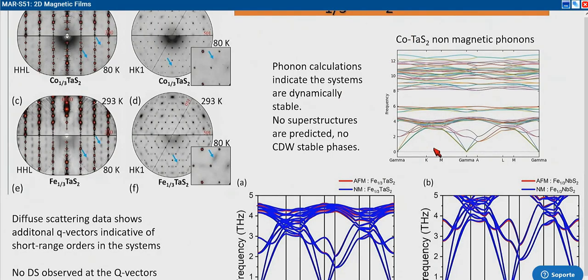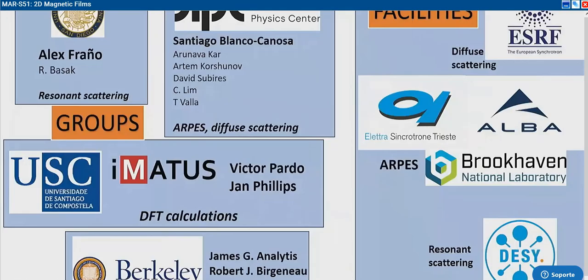And also we did it for this compound, and this compound at low temperatures does undergo a charge order transition. But as we see, that transition is not driven by anything that you can see in the phonon spectra. The phonon spectra are all of them dynamically stable. So what is driving that transition has to be of a slightly different origin.